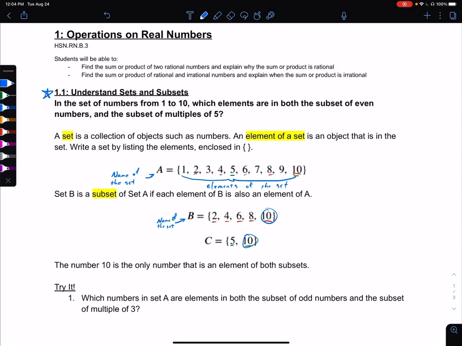And that's really it. Sets and subsets are pretty straightforward. You're just looking at the elements. They'll be listed out again in your brackets. Be aware of how to name the sets, how to list the sets, and what a subset is. The triad example asks you to figure out which numbers in set A are elements in both the subset of odd numbers and the subset of multiples of 3. So you'd create two new subsets, one being the odd numbers, the second being multiples of 3, and then compare them and see which ones are in both of those subsets.